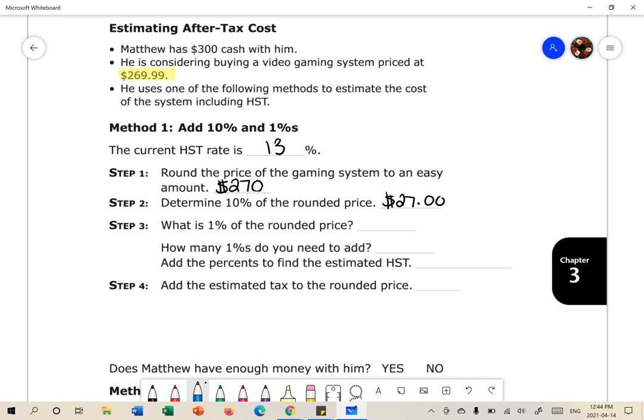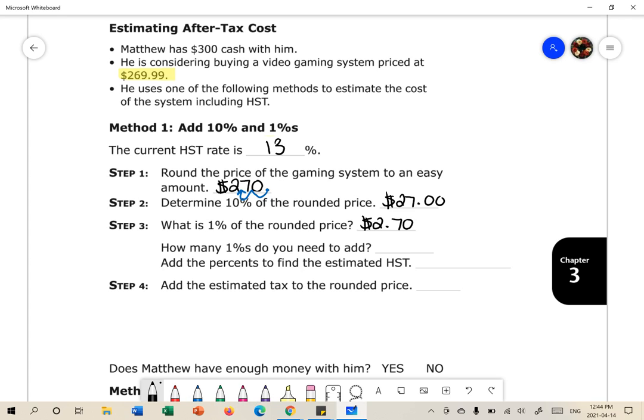Step 3, what is 1% of the rounded price? So the rounded price is $270. My decimal place is here. And when you're finding 1% of a value, you move over the decimal place 2 places over to the left. So $2.70.